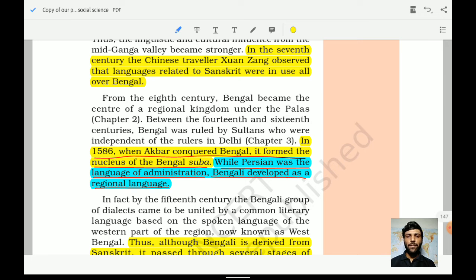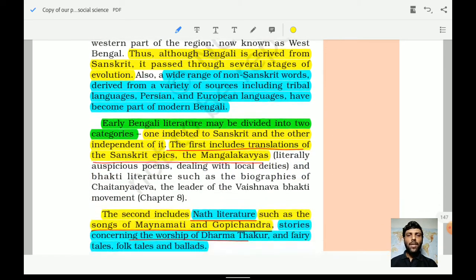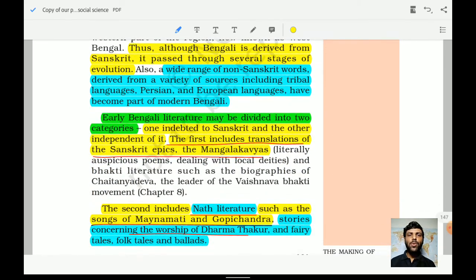which we call the Bengali language. Thus although Bengali is derived from Sanskrit, it passed through several stages of evolution. A wide range of non-Sanskrit words derived from a variety of sources, including tribal languages, Persian, and European languages, have become part of modern Bengali.